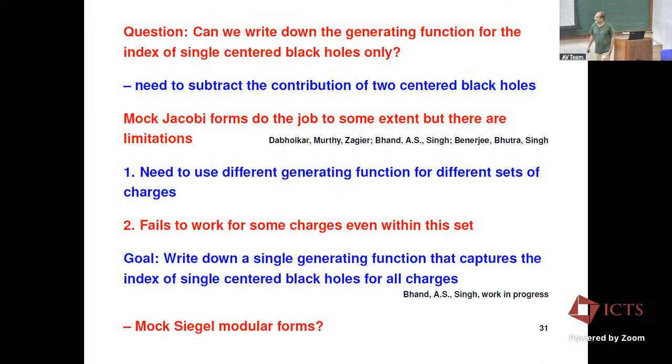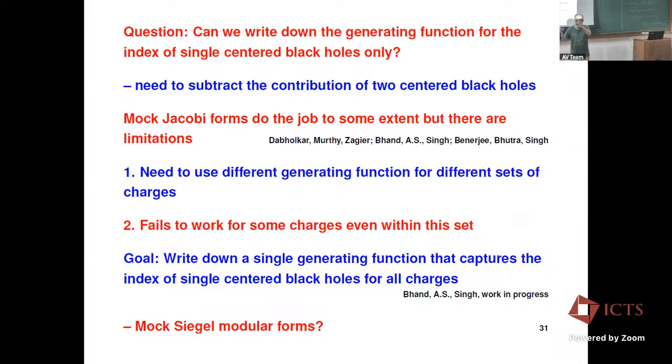So now we turn to the question which may be the most relevant to this conference, and that is, can we write down the generating function of the index of single-centered black holes only? Imagine that we take a given point in the moduli space. The index gets contribution from single-centered black holes, that's the dominant contribution. Most of the entropy comes from there, but there are also some subdominant contributions from two-centered black holes.